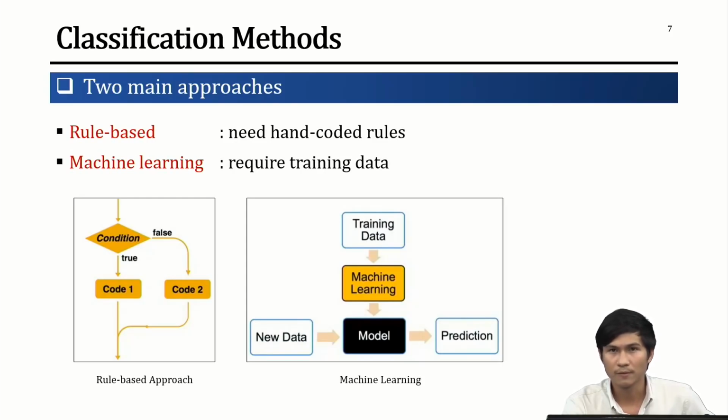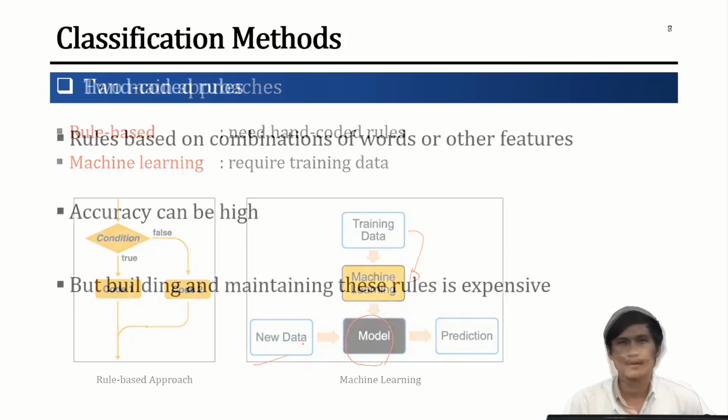There are two main approaches. The first one is called rule-based, and the second one is machine learning. In a rule-based approach, you need to provide a set of rules so that your code can be executed based on your defined rules. In machine learning, you need a huge amount of training data. You give training data to your machine learning algorithm, and then you get a model. After you get a model, you can use this model to predict things based on your input data.